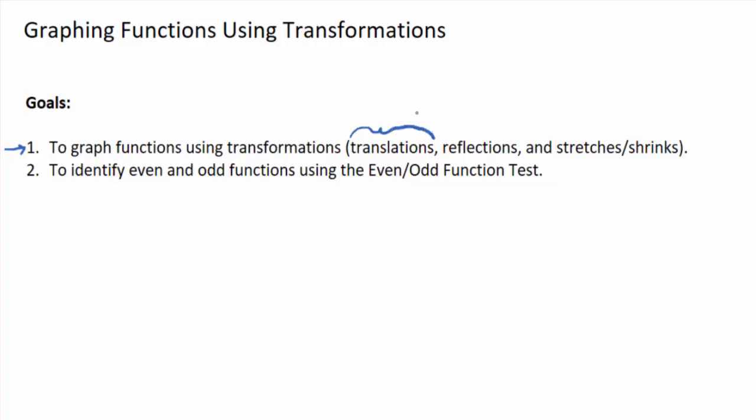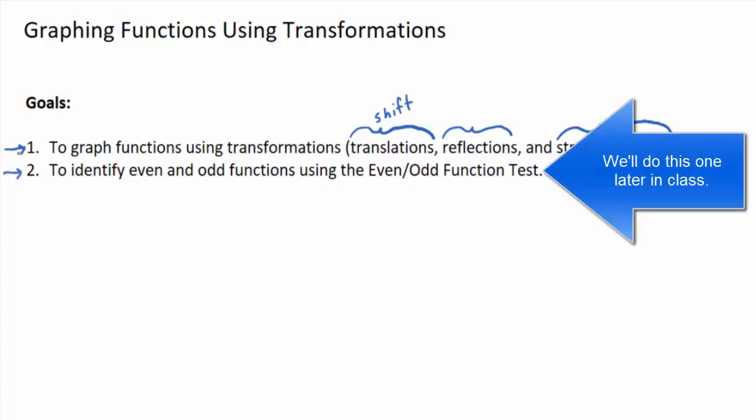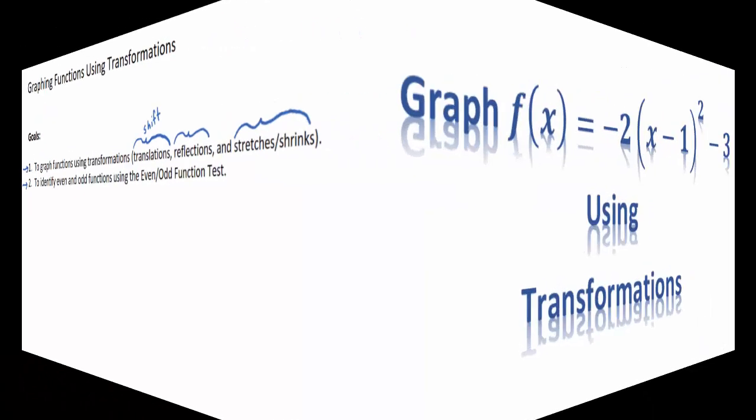It can be a translation, which is a shift of like a parent graph, or a base graph, as I'll call it. You'll end up reflecting across axis, either the x-axis or the y-axis. You'll end up stretching or shrinking a given parent graph by a certain factor. That's goal number one. Goal number two, we're going to identify even and odd functions using the even-odd function test.